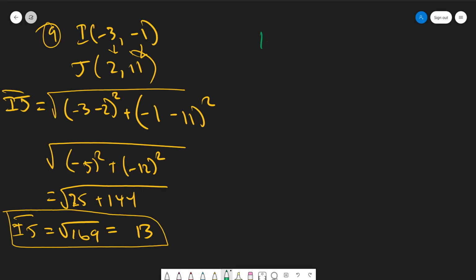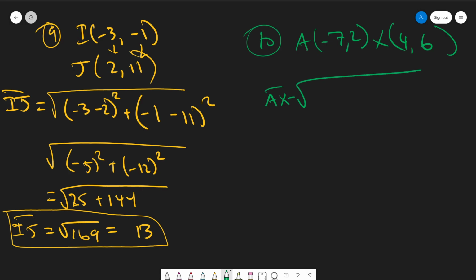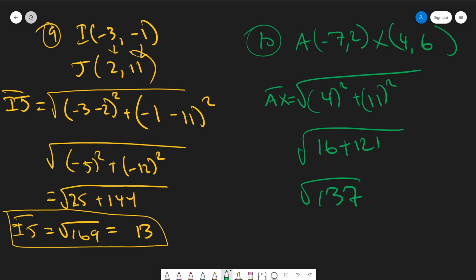I've done that a bunch already, considering I've made up all these problems. So let's just make up one last one. We got like -7, 2, and 4, 6. And we're going to subtract and find the distance. So vertically, it looks like a distance of 4. Horizontally, it looks like a distance of 11. So we got 16 plus 121, and we're going to take the square root of 137, which is, I think, prime, so I'm going to call it at that.